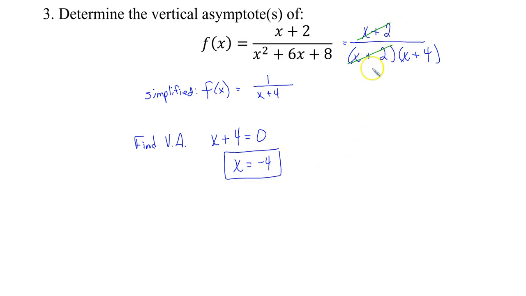Now this x plus 2 has some other implications. We would have problems with the domain of this function, but for right now we're only looking at the vertical asymptote. So be sure to simplify your rational function first. Anything that remains in the denominator that has a variable, we're going to set it equal to 0. x is equal to that number. That gives me my vertical asymptote.